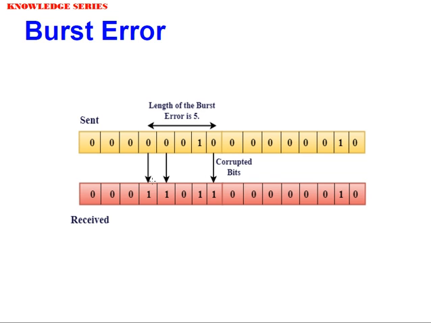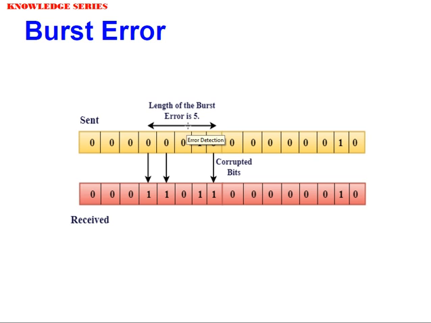Assume that this bit has changed. After that, this bit has no change. There is no change, there is no change. Again, there is a change. And after that, there is no change up till the end. So the burst error is determined based on the first corrupt bit and the last corrupt bit. This is known as the length of a burst error. And this is counted as 1, 2, 3, 4, 5. So that is a 5.